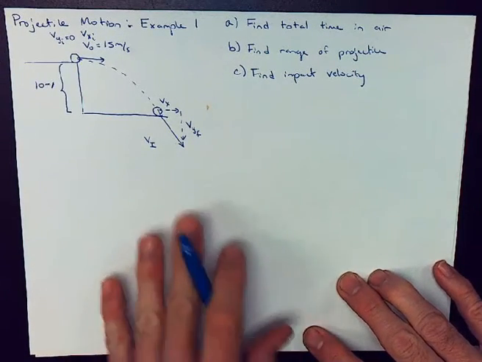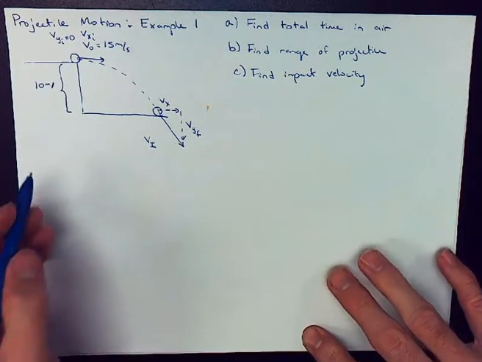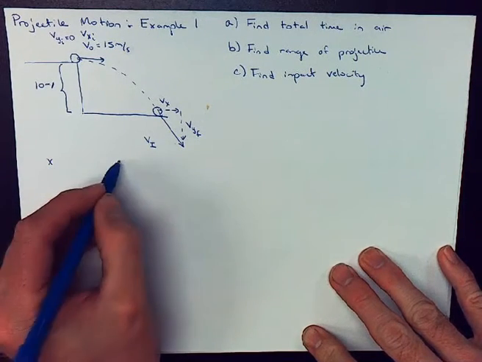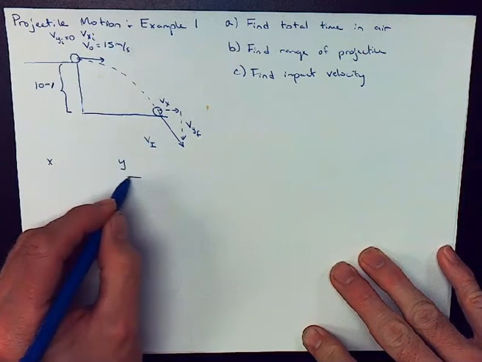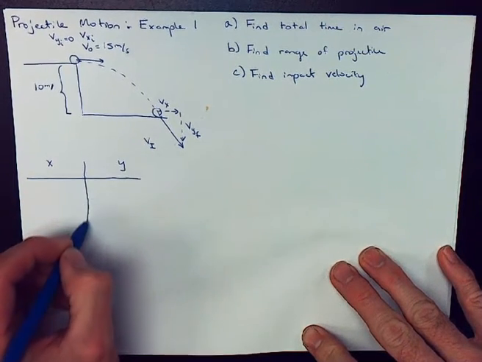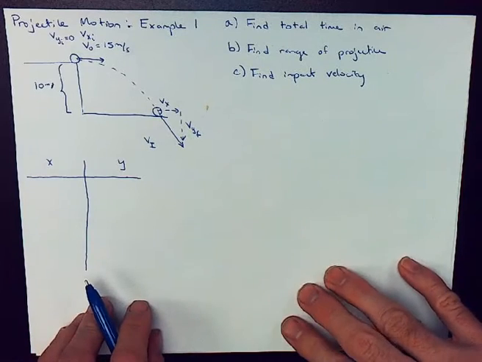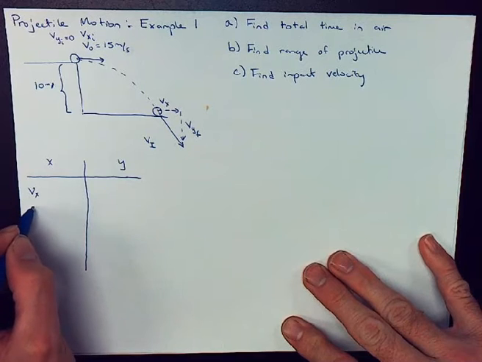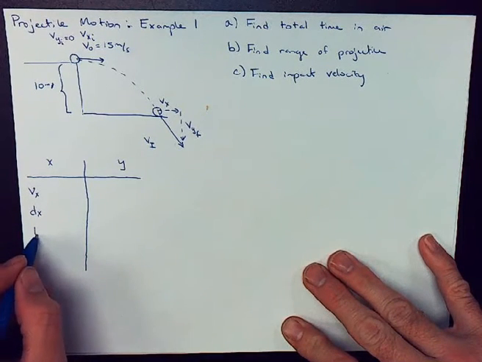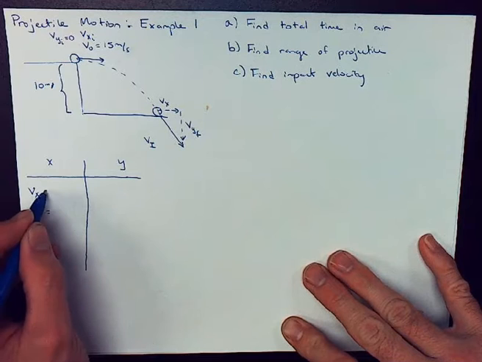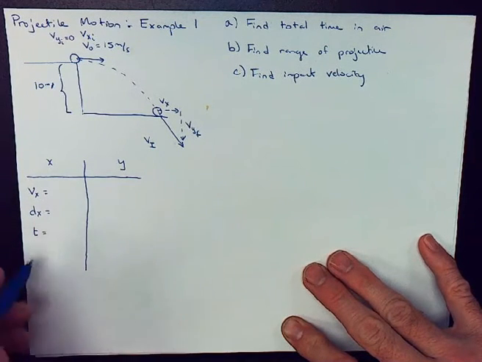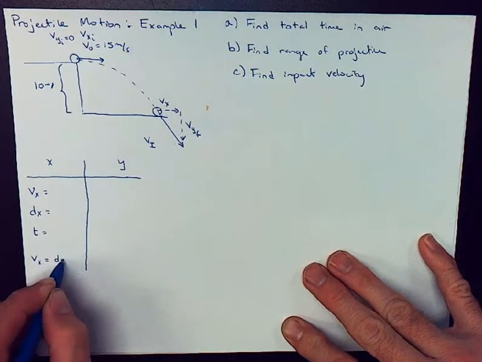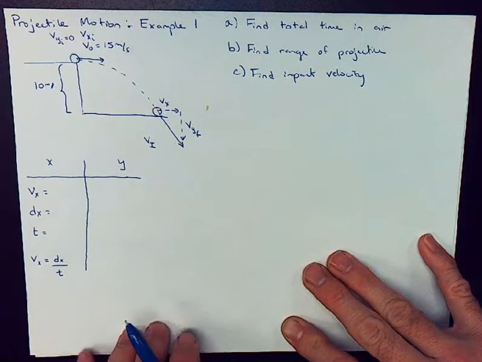Now, once we have our picture, next will be organization. So I will list my horizontal stuff and my vertical stuff so that I can stay organized. In the horizontal direction, the only three quantities I have are Vx, dx, and time. As a result, the only equation available to me is Vx equals dx over t.